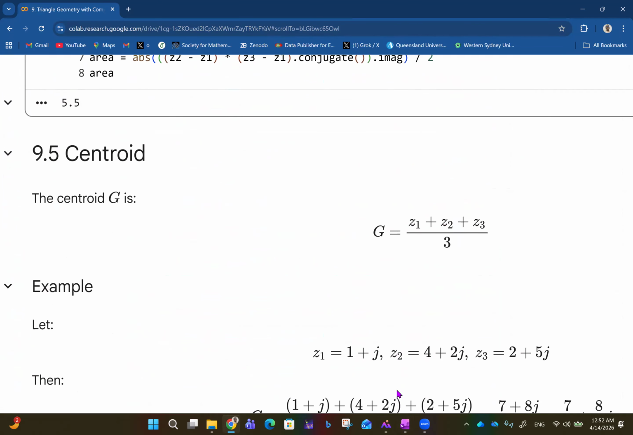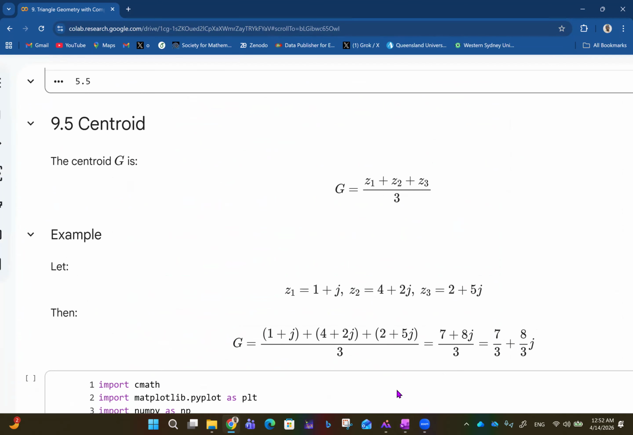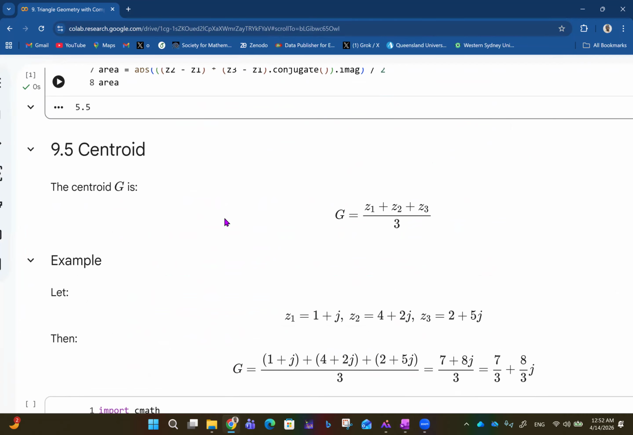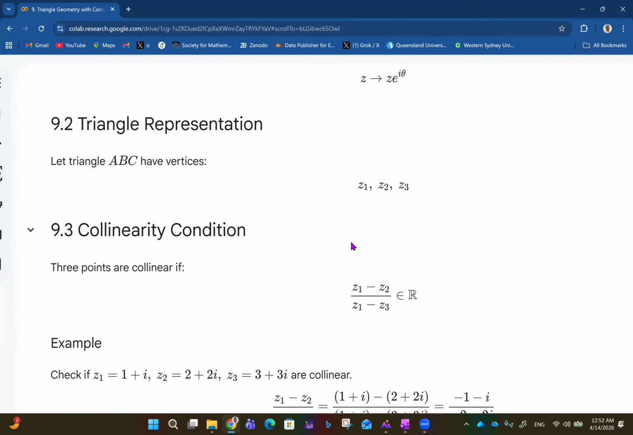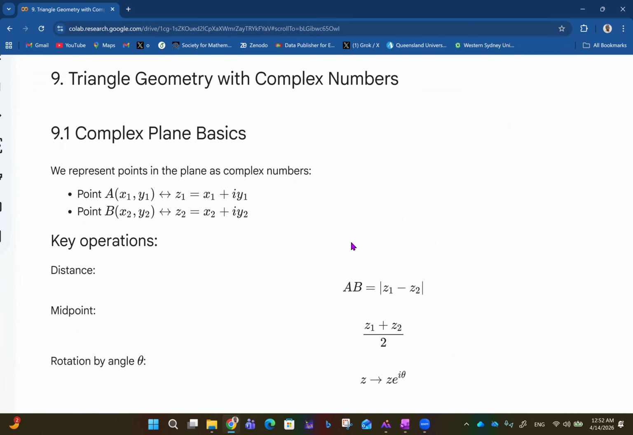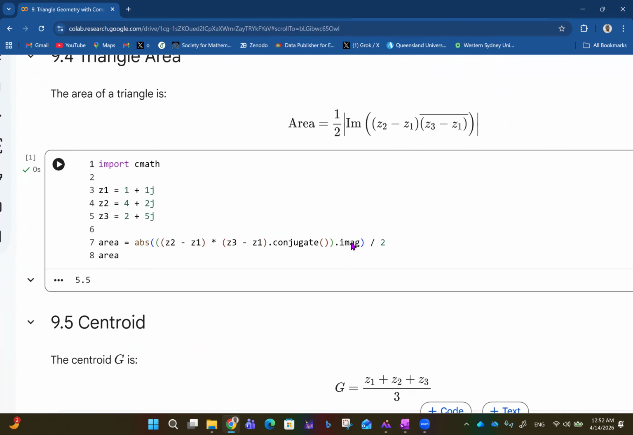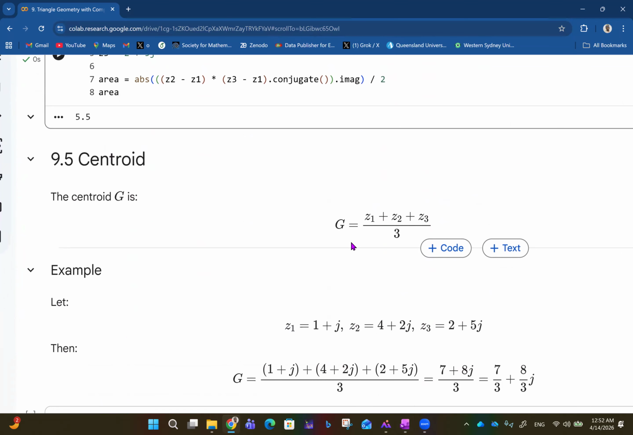Okay, so then we talk about the centroid. The centroid G is Z1 plus Z2 plus Z3 divided by 3. The midpoint is when you add everything and divide by 2, right? Did we talk about midpoint previously? Yeah, okay, midpoint for 2. So the centroid is Z1 plus Z2 plus Z3 divided by 3.